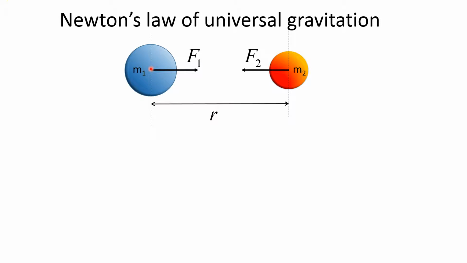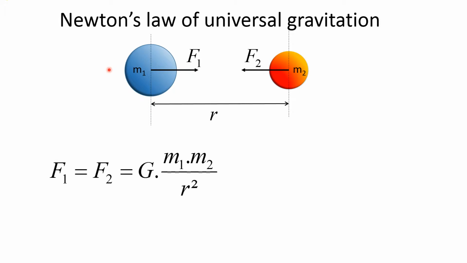Well, we have here two objects, m1 and m2, mass 1 and mass 2, and they're attracted to each other with the forces F1 and F2. The centers of their mass are at a distance r. F1 equals F2. Action is reaction, so those two are equal. And it's the big letter G times m1 times m2 divided by r squared.